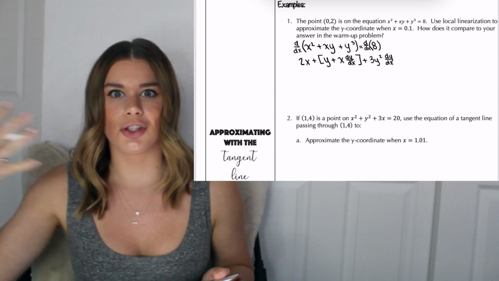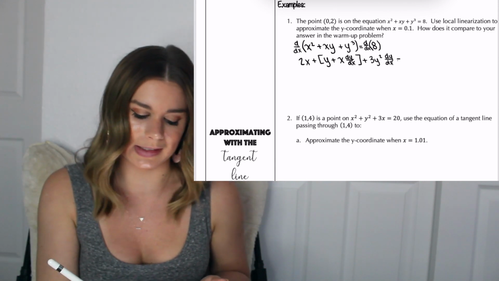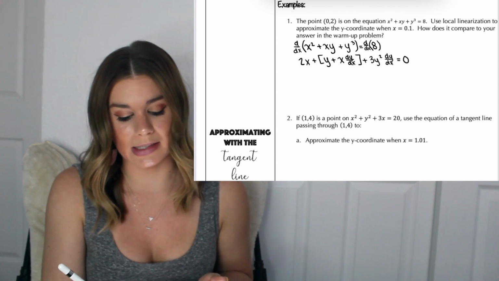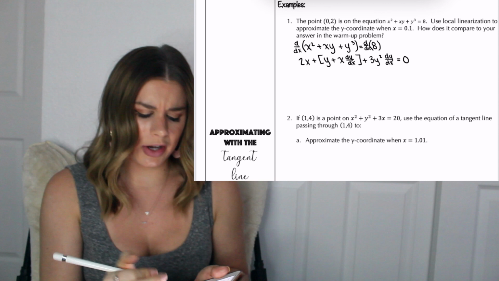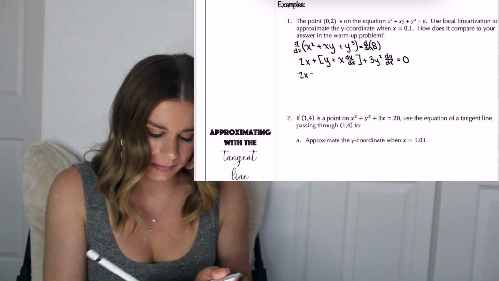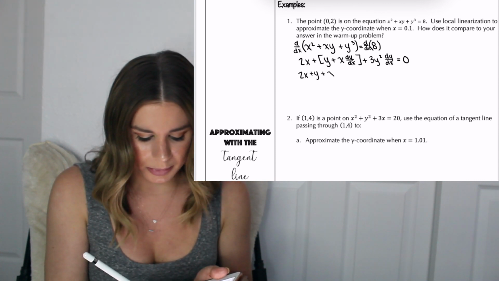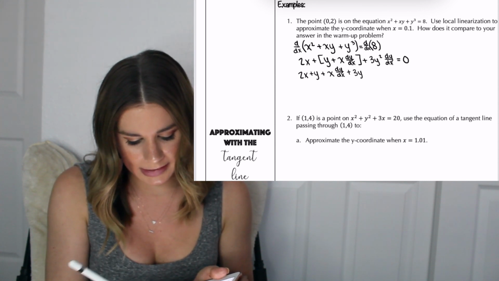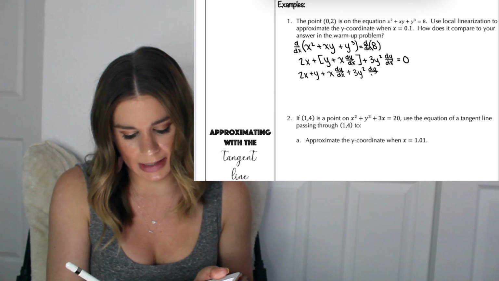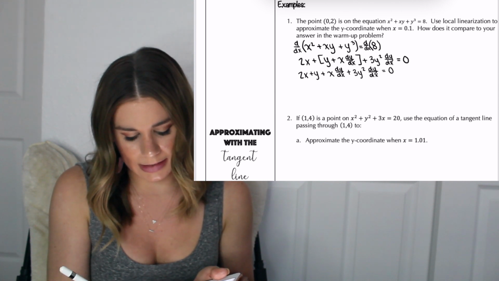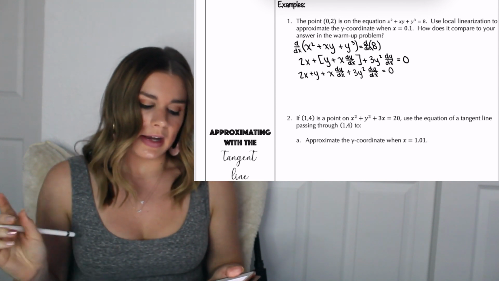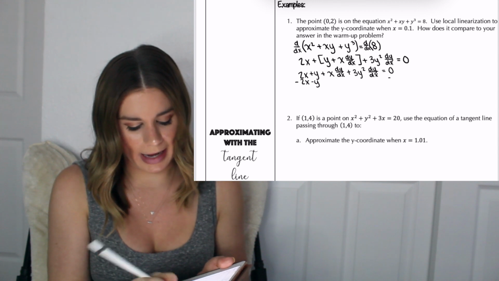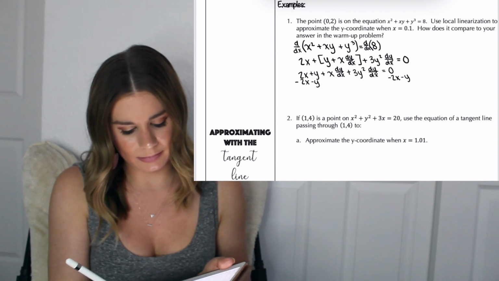Don't forget that chain rule, like "hook-on factor" we like to say. The derivative of 8 with respect to x is 0. Okay, so I have 2x plus y plus x times dy/dx plus 3y squared times dy/dx is equal to 0. Now what we need to do is subtract 2x and subtract y from both sides.